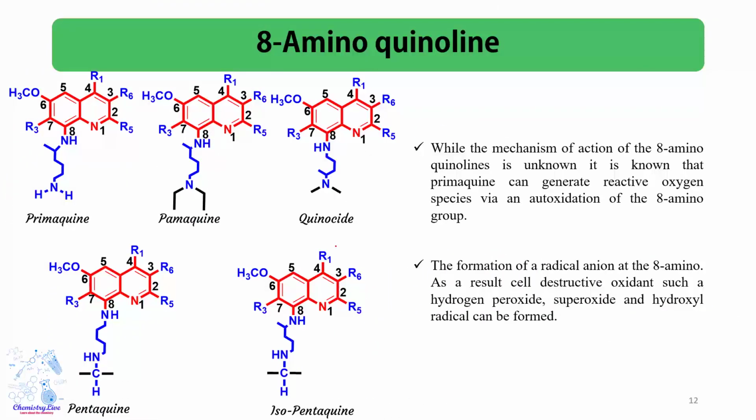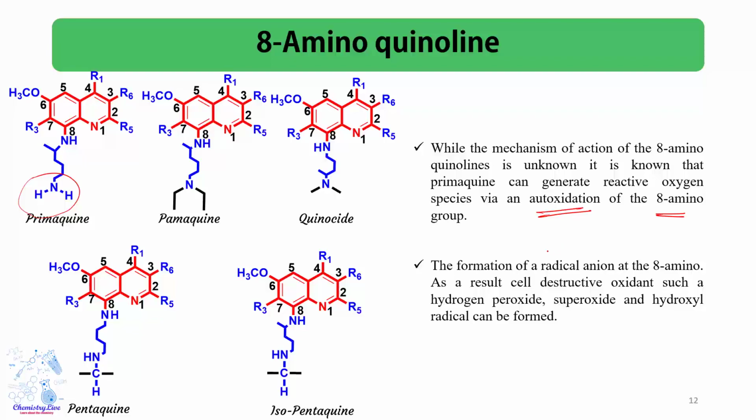While the mechanism of action of 8-aminoquinolines is unknown, it is known that primaquine can generate reactive oxygen species via auto-oxidation of the 8-amino group. Primaquine generates oxygen species, like free radicals, through the auto-oxidation of the 8-amino group. For the auto-oxidation, one enzyme is also required, an oxidase, and it is converted to NO2. When it is converted to NO2, it starts to oxidize again and again.